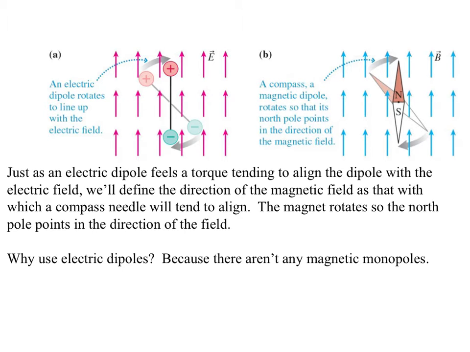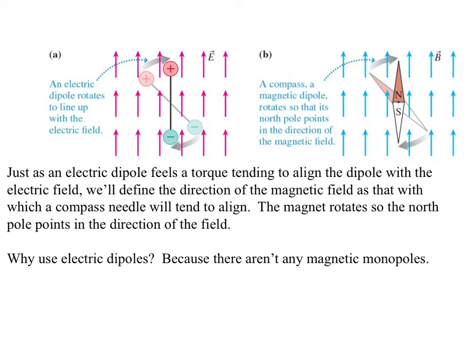So we're going to say the same sort of thing. We have magnetic dipoles, and so we're going to say if we have a compass or other dipole, we'll let it rotate until it stabilizes, and then the north will be pointing in the direction of the magnetic field at that point. Right? And that's how we'll define the direction of the field. We'll say it's the direction that a north compass points.